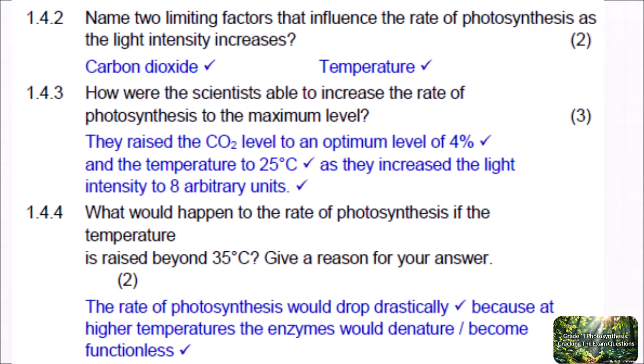Now, this is a top-tier, high-flyer kind of answer. It's not good enough to just say it gets too hot. To get the best marks, you have to explain why. Photosynthesis is run by enzymes, which are like tiny biological machines. If you heat them up too much, they denature. They lose their shape and just stop working. That's the science behind it.